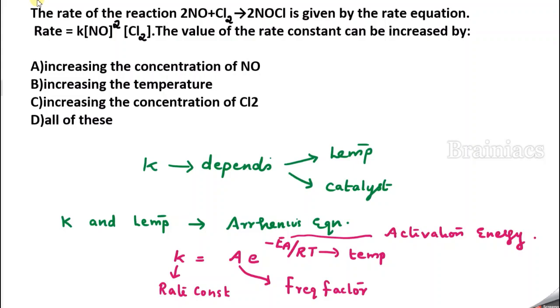So from this question we can understand that the value of the rate constant can be changed only by increasing the temperature. Understood? So this is a very easy question. Please remember K depends only on two factors, that is temperature and the next one, catalyst.